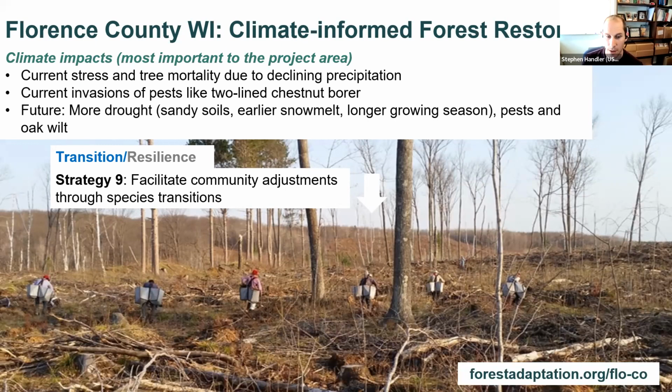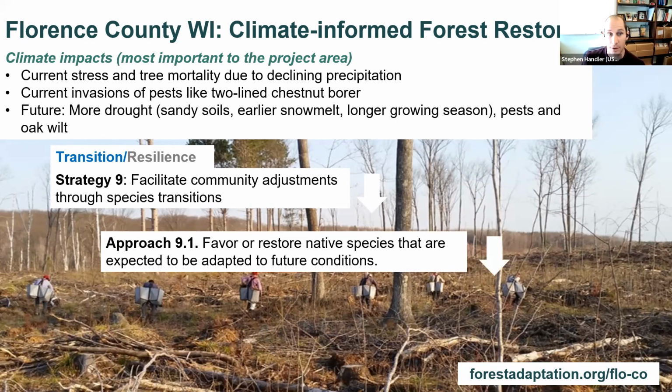So they started going down this pathway in their discussions. There are several approaches underneath this strategy, and they specifically zeroed in on approach 9.1, favoring or restoring native species that are expected to be adapted to future conditions. So again, this offers a lot more detail on how this general idea could be implemented. There are different approaches in strategy 9 that focus on eliminating maladapted species as the other side of the coin. There are other approaches that focus on doing some longer distance assisted migration. That's not what they chose. They focused on this one that's really emphasizing restoring native species with an eye toward the future. So you're doing transition, but still with native species.